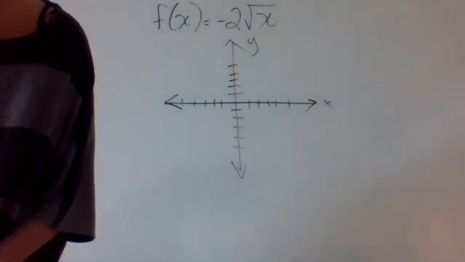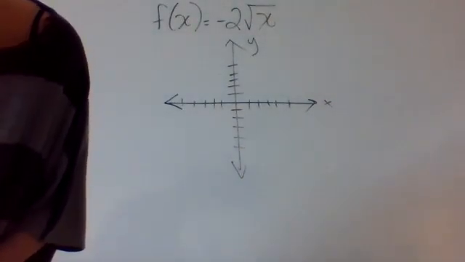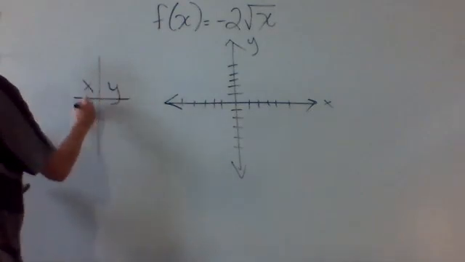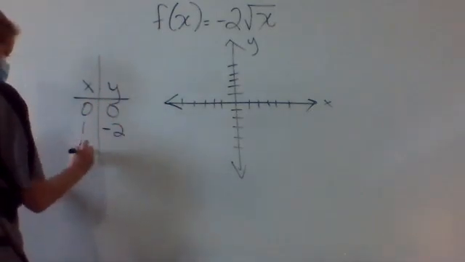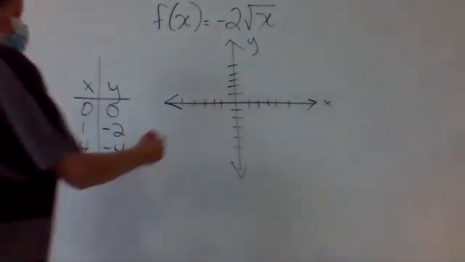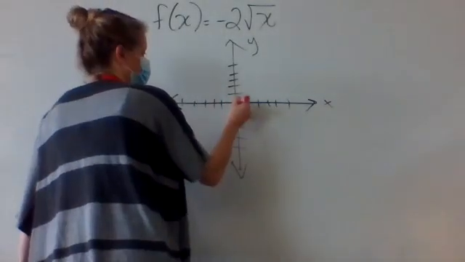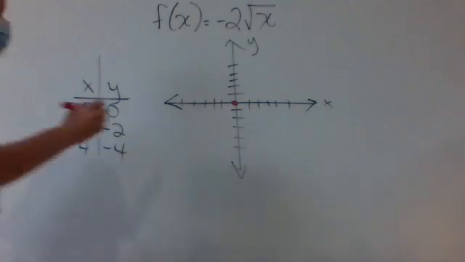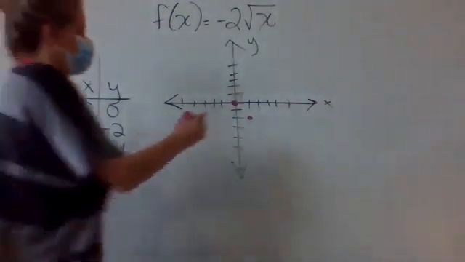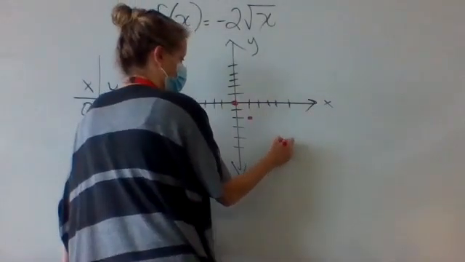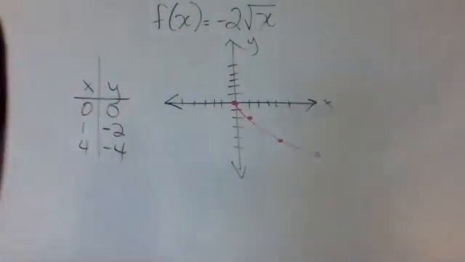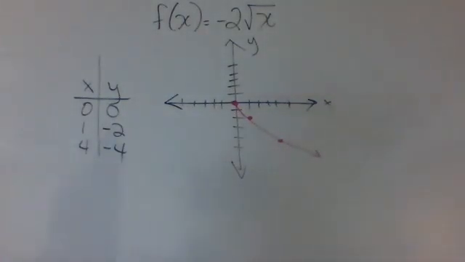I'm going to go to second graph and get a couple of points, 0, 0, 1, -2, 4, -4. So 0, 0. 1, -2, so to the right 1, down 2. And 4, -4, which will be to the right 4 and down 4. So like you see, when you plot points, you can see that it is flipped upside down like that, which would be A.